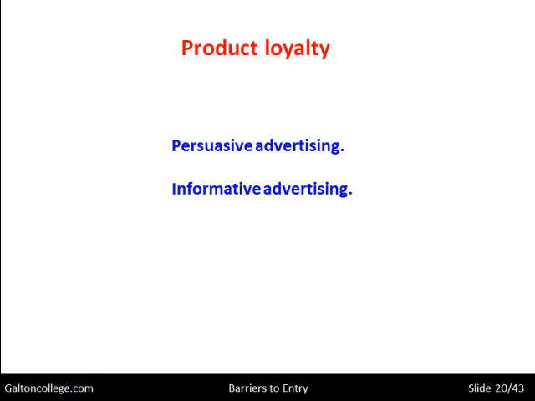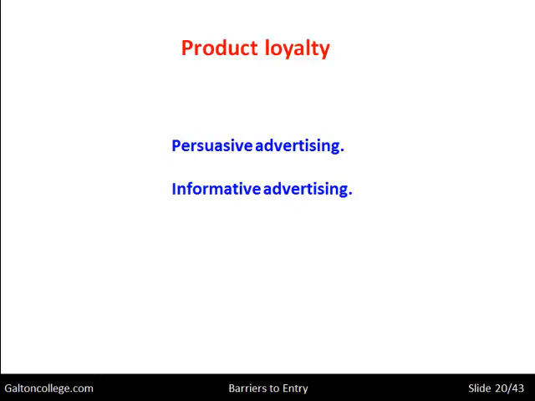Contrast that with informative advertising. Informative advertising is more prevalent in the capital goods industry. If you go to buy a machine, it's informative. They will tell you about the machine, what the machine can do, and the output from the machine, and its energy usage, and so on. It's information about the machine. They're not telling you that if you buy the machine, you're going to go around smiling and you're going to be happy. They tell you what the machine does.